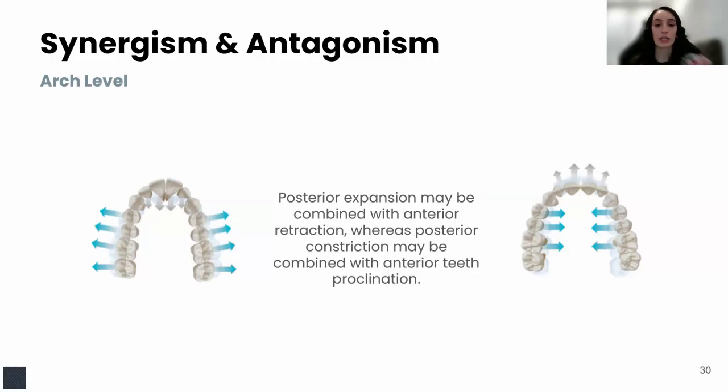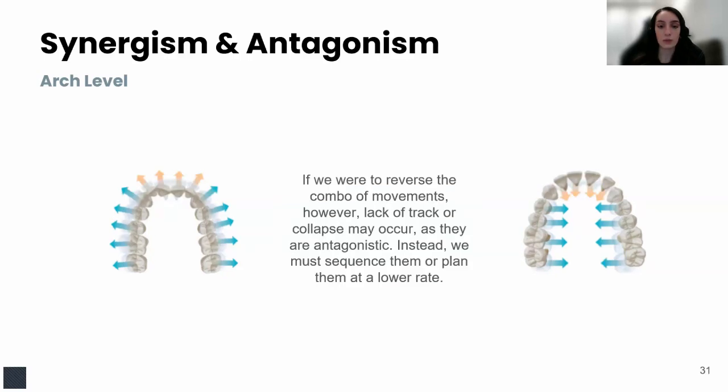On the other hand, if I'm constricting the posterior segment, as you can see, the aligner will be pushing the anterior teeth forward. So again, if I can combine these movements together, since it's already happening, it will definitely be more predictable and more efficient in my treatment setup. However, if I wanted to reverse this combo of movements, it will definitely result in collapse. If I want to constrict my posterior segment and at the same time retract the anterior one, it will definitely be more difficult to achieve.